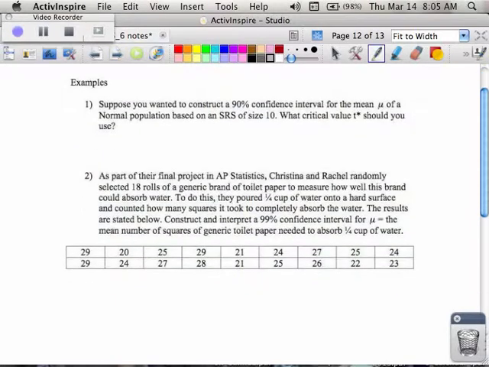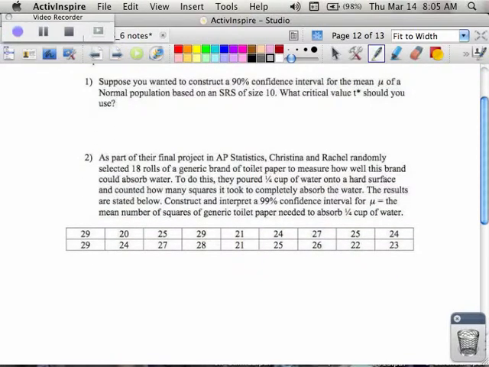First one. Actually, this example probably won't have all of this stuff, but suppose you want to construct a 90% confidence interval for the mean of a normal population based on a simple random sample of size 10. What critical t-value should you use? So before you do this, you need to go into your packet. So pull out your white packet so you can see how this works. And I'll show you on the board as well.